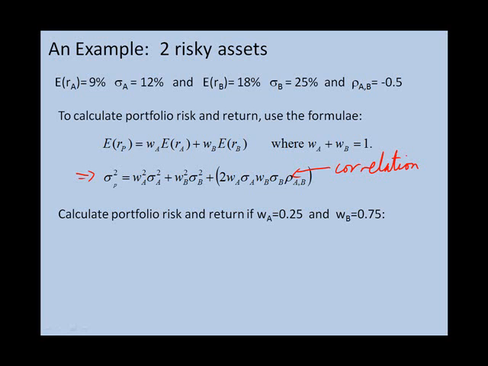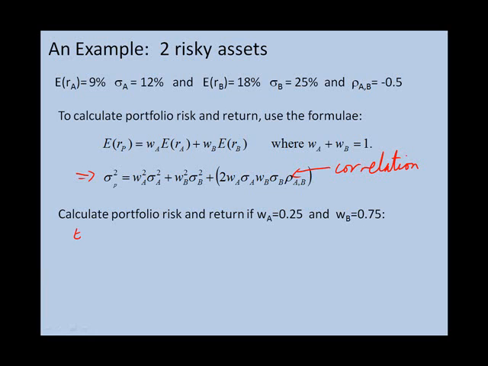And we have an example above. The expected returns on stock A are 9%, and the standard deviation of stock A's returns is 12%. For stock B, we have expected returns of 18% and a standard deviation of 25%. The correlation between stock A and stock B is -0.5. To calculate the portfolio risk and return, if we invest 25% in stock A and 75% in stock B, we just have to plug the numbers into the two formulas above.